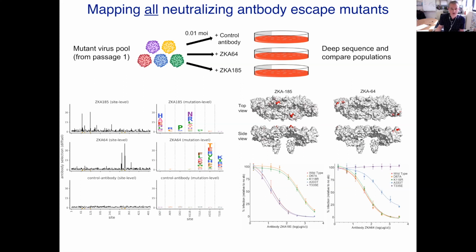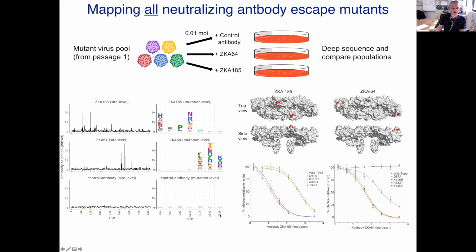I should say for at least one of these, we didn't know the epitope for that antibody, even though it was shown to be a very good antibody. So there was a discovery aspect to this as well. But what we did was we deep sequenced the viruses that survived that population. And to cut to the chase, here are the mutations that are differentially selected in the presence of those neutralizing antibodies.